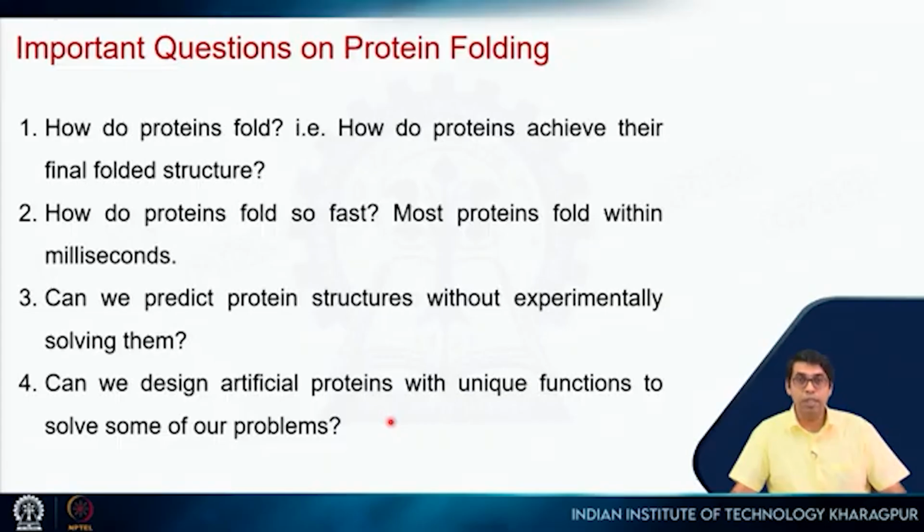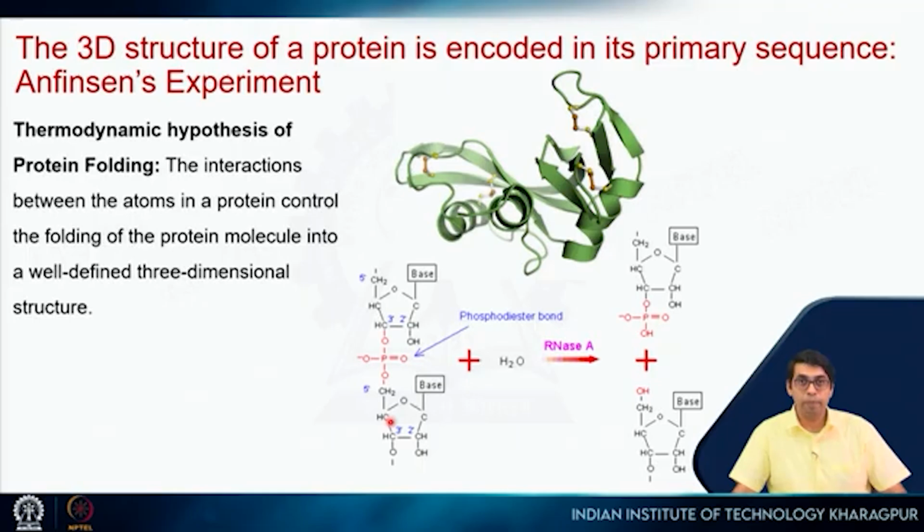So there are so many issues that can be solved by designing artificial proteins. So I will tell you about the current status of where we stand in regards to these 4 problems. So let's take the first problem.